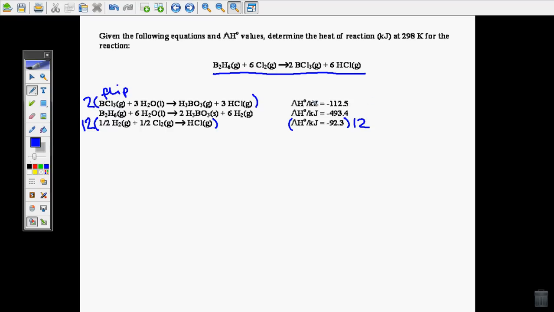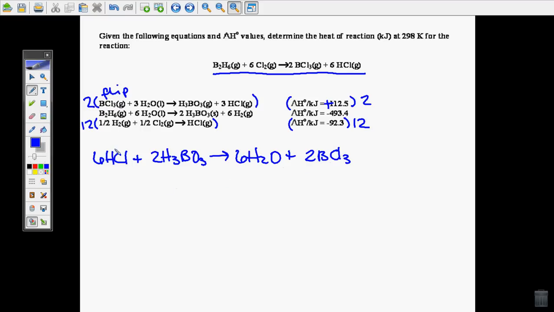So 2 and flip. And then this will be 2, and I'm going to change the sign. Alright, so let's rewrite these. Oh, wait, I said I was going to flip it. Okay, I had 12 here. Alright, so I'm going to flip it. 6HCl plus 2H3BO3 yields 6H2O plus 2BCl3. Okay? Then I said I was going to leave this one alone, so I'm just going to rewrite it.